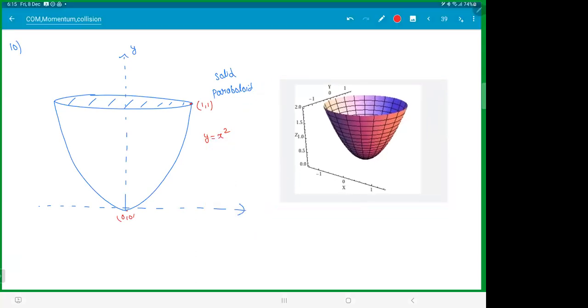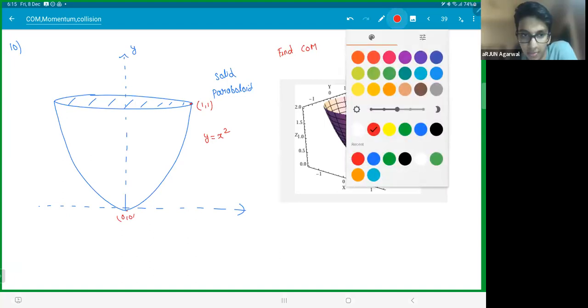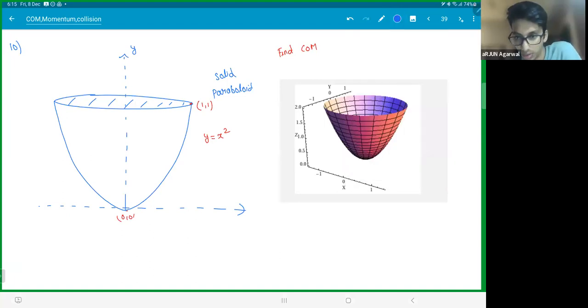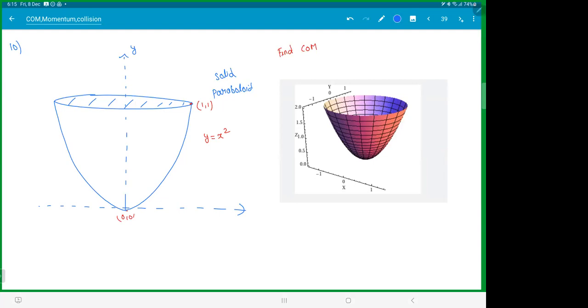I hope you're able to visualize. It's like a bowl, a solid one. Find the center of mass. So solid, meaning the top part is also there, it's still the top part, right? And one. What do you think?